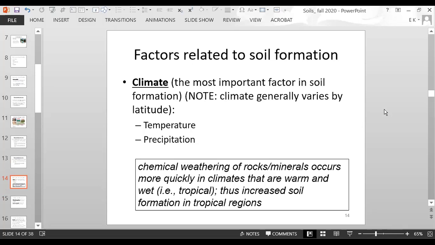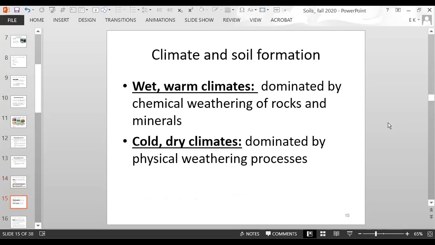So chemical weathering of rocks and minerals occurs more quickly in climates that are warm and wet, for example, tropical. Thus, you have increased soil formation in tropical regions. So tropical areas are going to have thick soils. So wet, warm climates are dominated by chemical weathering of rocks and minerals. Cold, dry climates are dominated by physical weathering processes.